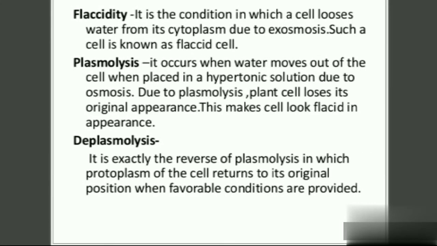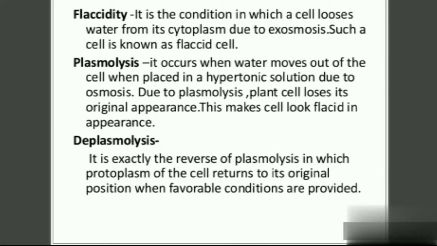Now flaccidity is a condition in which the cell loses water from its cytoplasm due to exosmosis. What is exosmosis? In this, the cell allows the water to go out of the cell, and because of that it will shrink. That particular cell is called a flaccid cell.